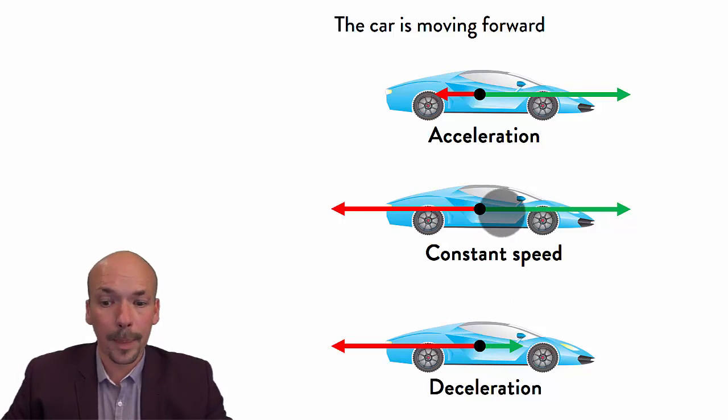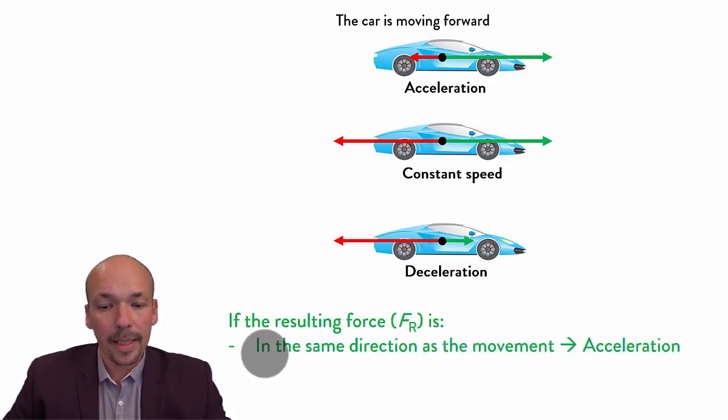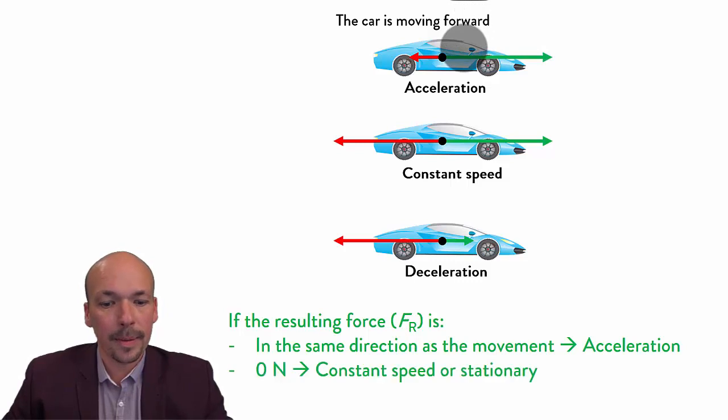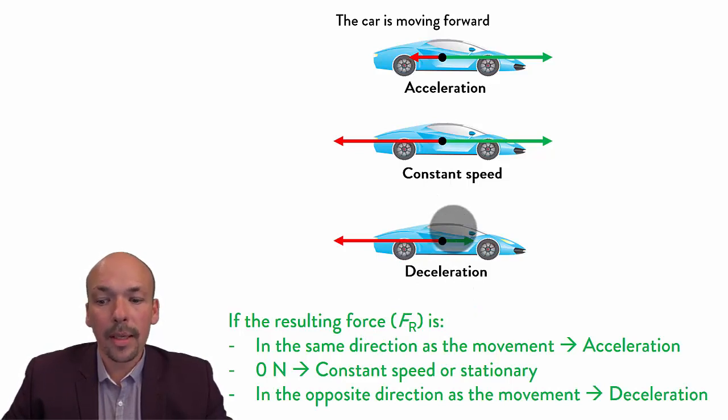So in summary, if the resulting force, the FR, is in the same direction as the movement, then we are speaking about acceleration. That's like here, because the FR, the resulting force, will be to the right, which is also where the movement is. If the resulting force will be 0 newtons, we are talking about a constant speed or stationary. If you know that this car is moving, then it will be at a constant speed. If it's stationary, it will stay stationary. If it's going opposite of the direction of the movement, like here, then we are talking about deceleration, so it goes slower, slower and slower.